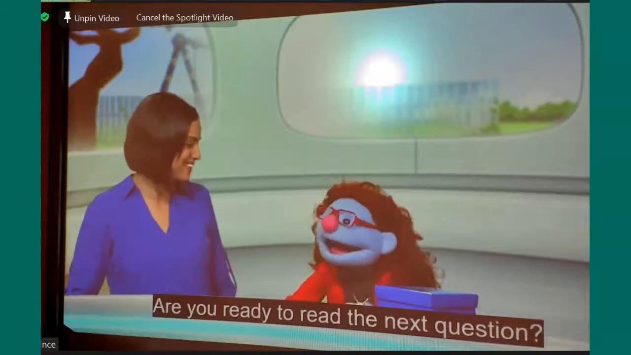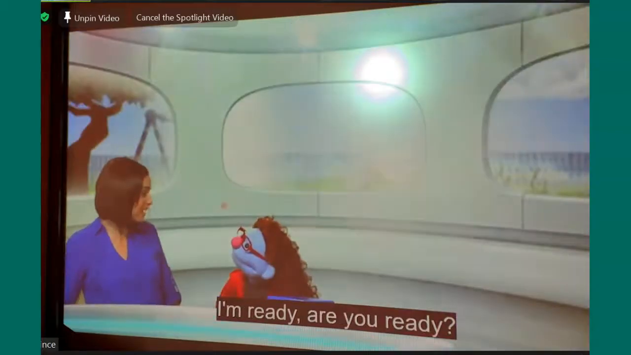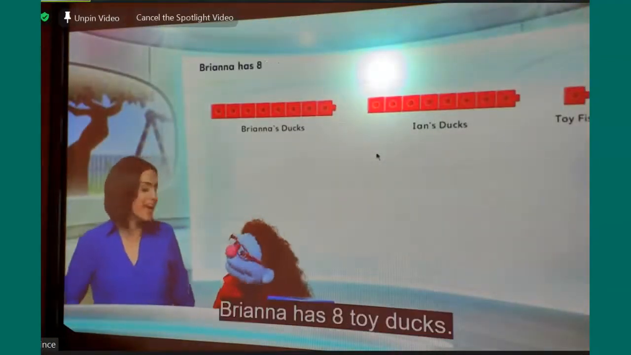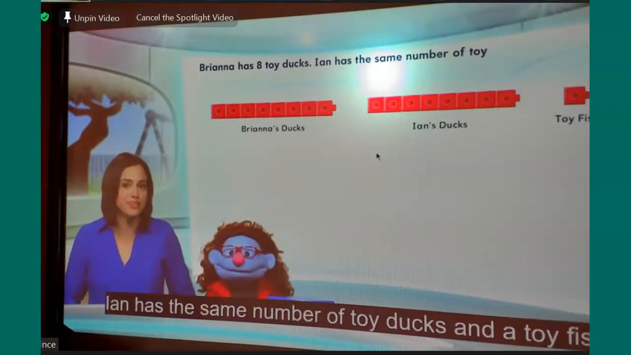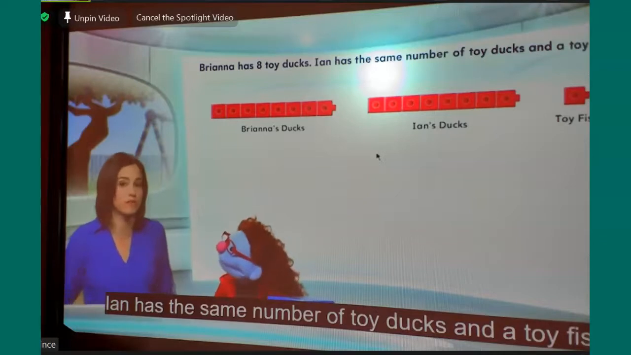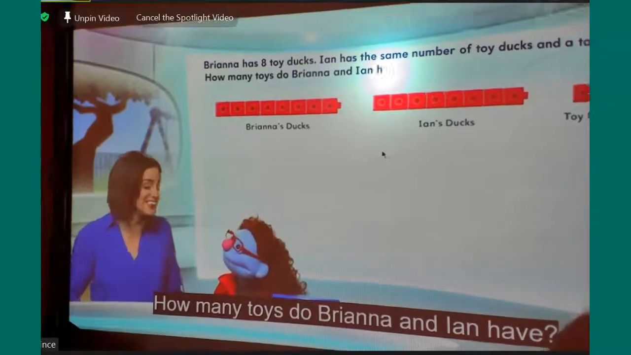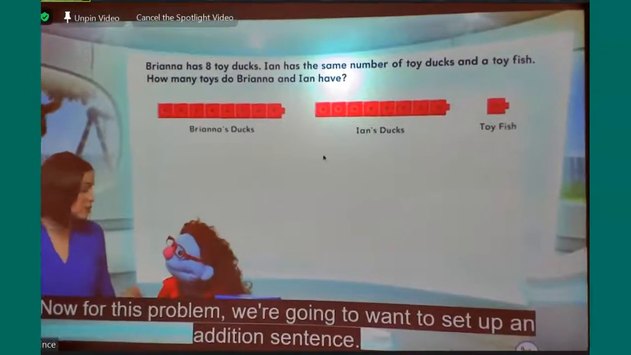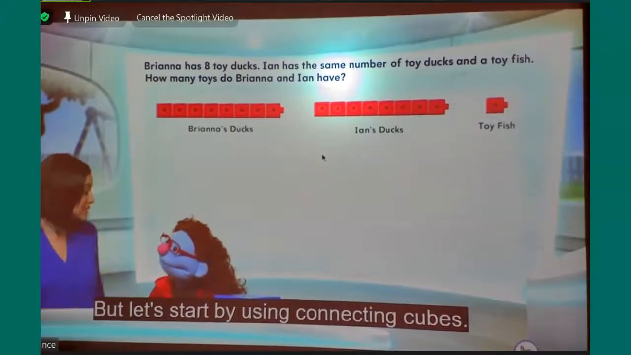Are you ready to read the next question? I'm ready. Are you ready? Bust it! Rihanna has 8 toy ducks. Ian has the same number of toy ducks and a toy fish. How many toys do Rihanna and Ian have? Ooh. Now for this problem, we're going to want to set up an addition sentence. But let's start by using connecting cubes.